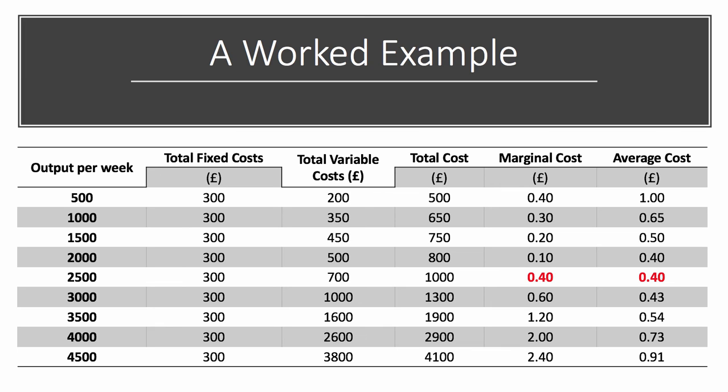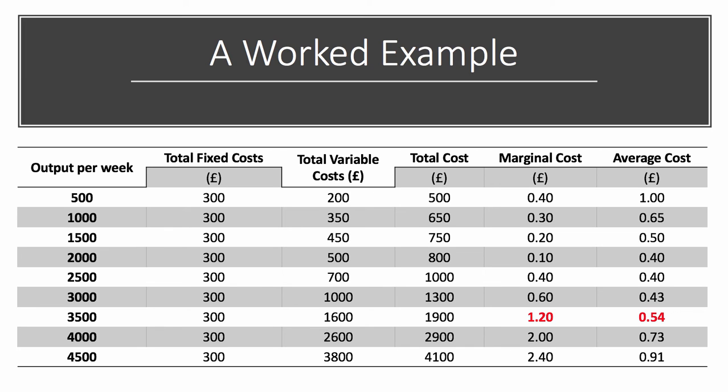Stays at 40p. Thereafter, choose one bit further down, marginal cost is now rising quite sharply, £1.20. The previous average was 43p, and so that is now going to drag the average cost per unit up because the marginal cost of those extra units is quite high. That's causing the cost per unit to increase.